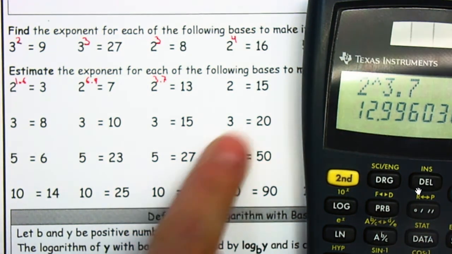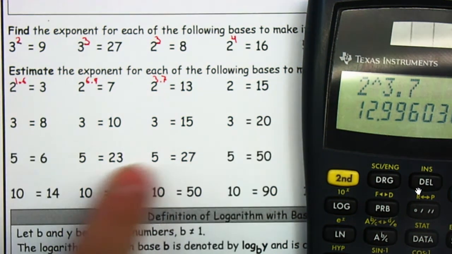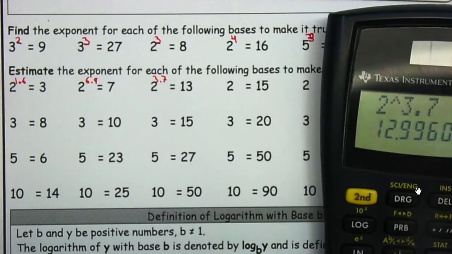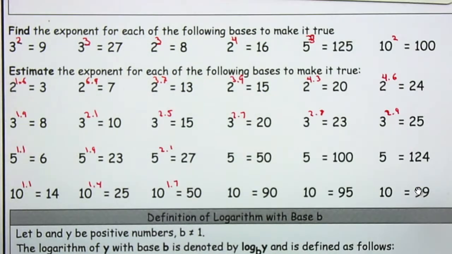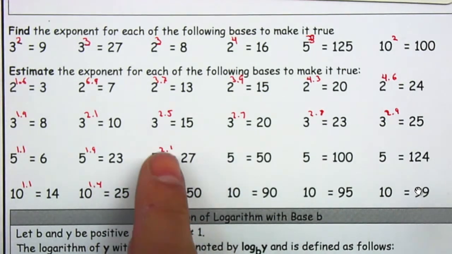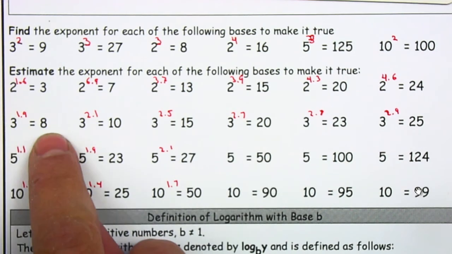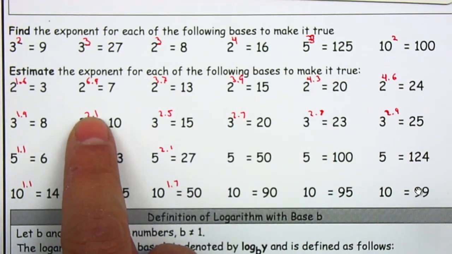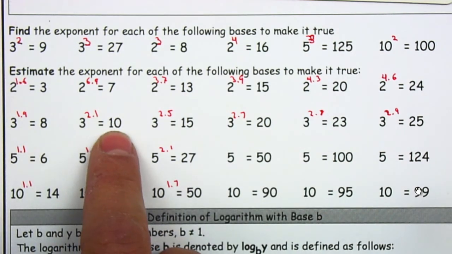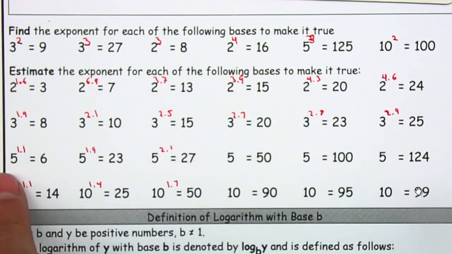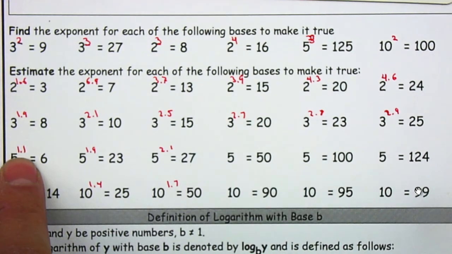Now go and continue on each one of them and see what you get. Go and pause it, continue on and see what you get for each one. So if you had done each one of them, we could have done 3 to the 1.9 is equal to 8. 3 to the power of 2.1 is equal to 10. And if we continue on, if you guys notice, it's a little work just to be able to estimate the exponent if it's a decimal.